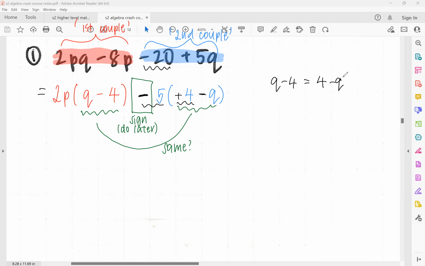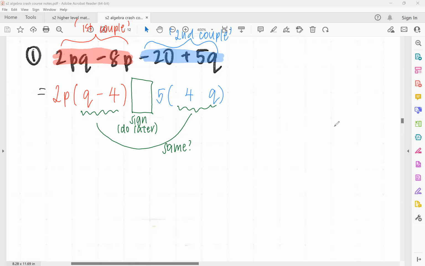So let me ask you, is q minus 4 the same as 4 minus q? No. Why no? This q is what sign? This q is a positive. And this q is a negative. Very good. And this 4 is a negative. And this 4 is a positive. Do you realize the sign is not the same? And then later you all will be confused. You understand? So now you understand why I do the sign later. So all these have reason. Okay? So I'll do the sign later.